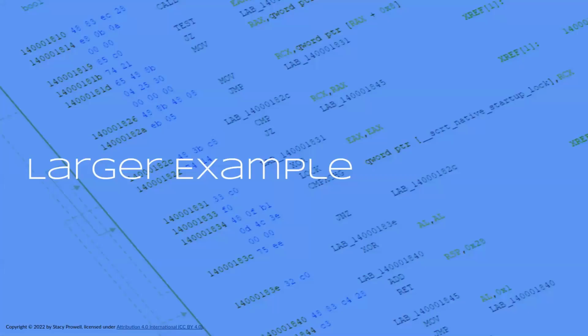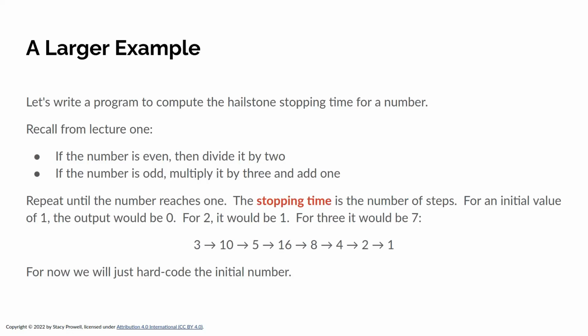Let's go through a larger example and let's actually walk through each piece of it. We're going to build an assembly language program. If you remember in lecture 1, there was this funny sequence of numbers. If the number was even, we divided it by 2. And if it was odd, we multiplied it by 3 and added 1. This was the sequence that we don't know if it always terminates, but we do know it always terminates for all the values we've checked. And we repeat till the number reaches 1. The stopping time is the number of steps it takes to reach 1.